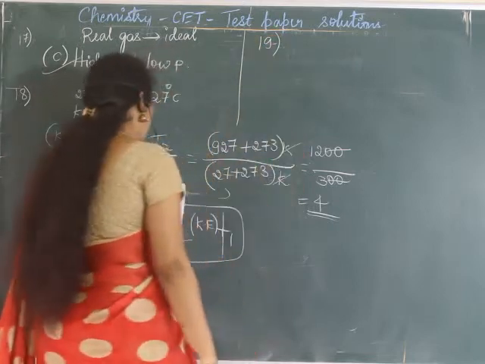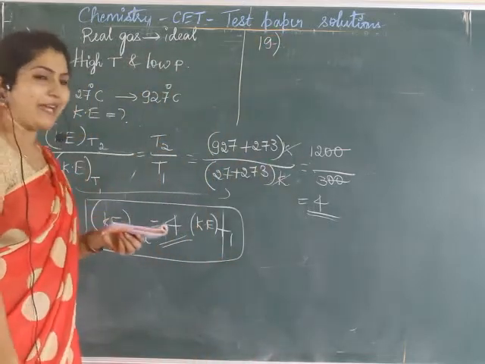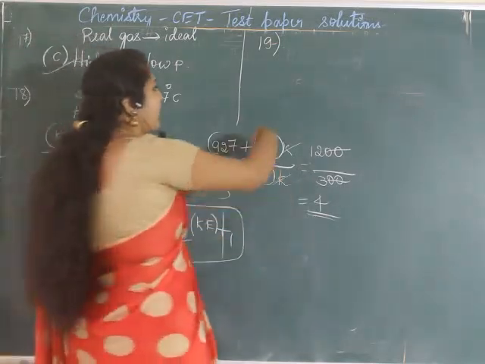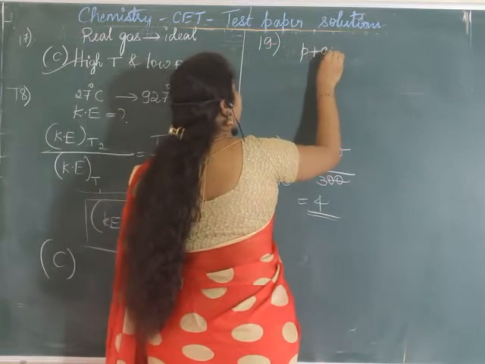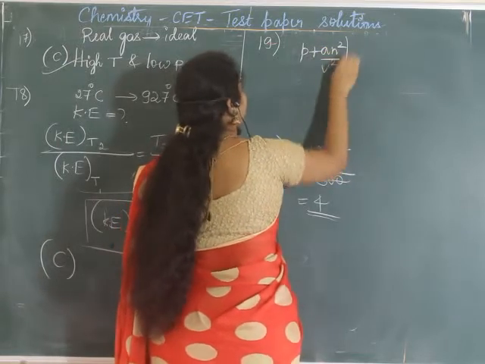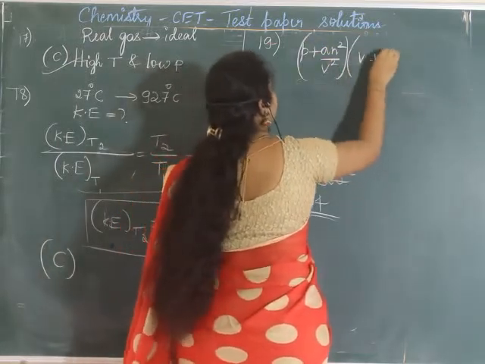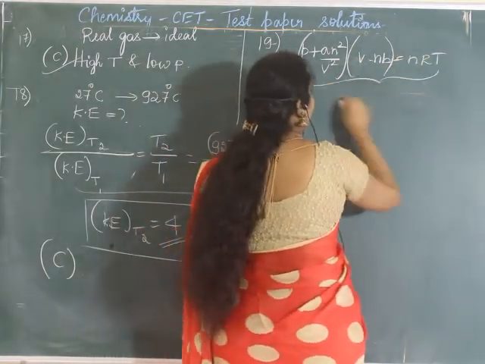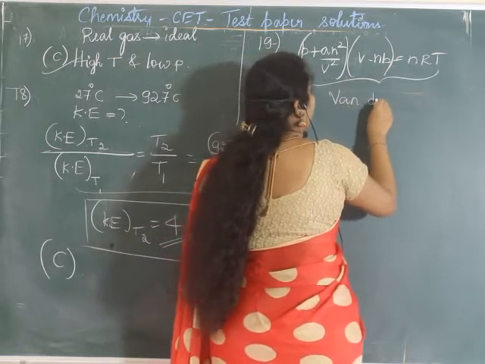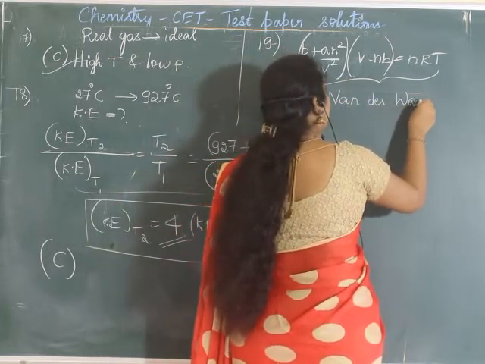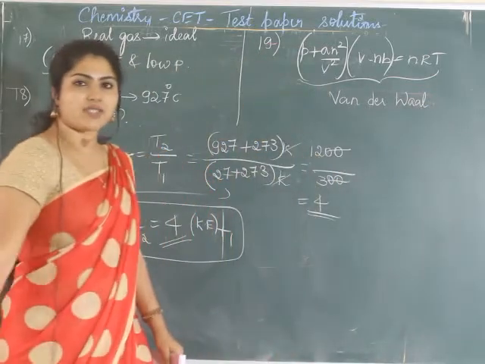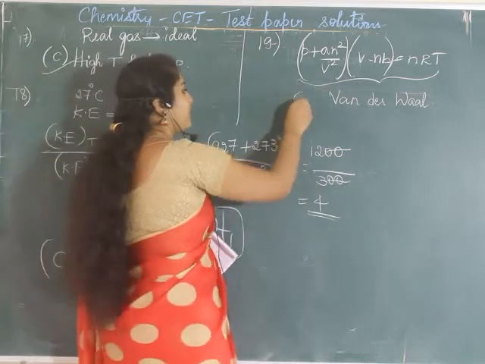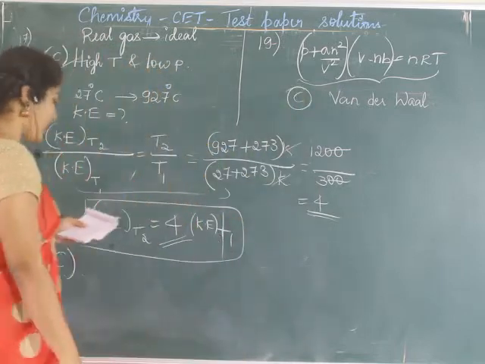Nineteenth question. Ideal gas equation was modified by a well-known fact. It is a factual question where P plus an squared by V squared, times V minus nb, is equal to nRT. Who gave this particular equation? Van der Waals. It is also called the Van der Waals equation of state. So the person who modified it is Van der Waals. Option C.